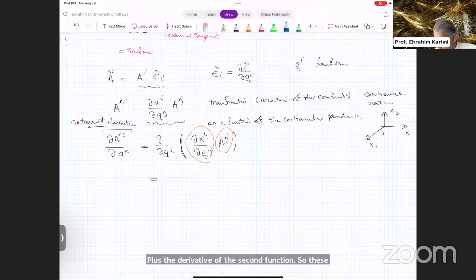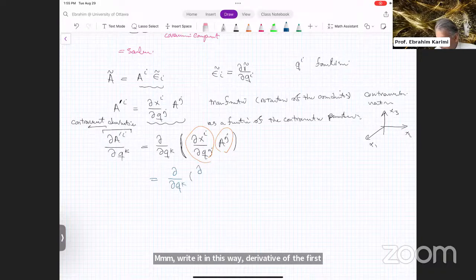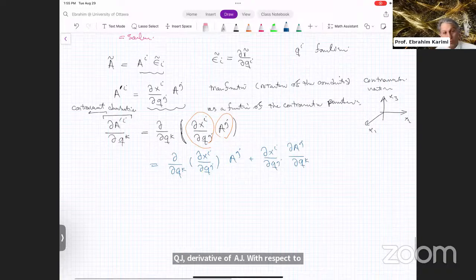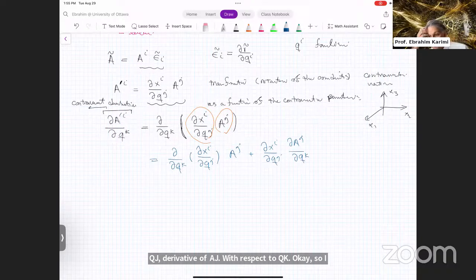So it will be, write it in this way, the derivative with respect to QK of the first function, which is Xi with respect to Qj, and Aj. And then I have the derivative of the second function, which is Xi with respect to Qj, times the derivative of Aj with respect to QK. Okay, so I just expanded the derivative.